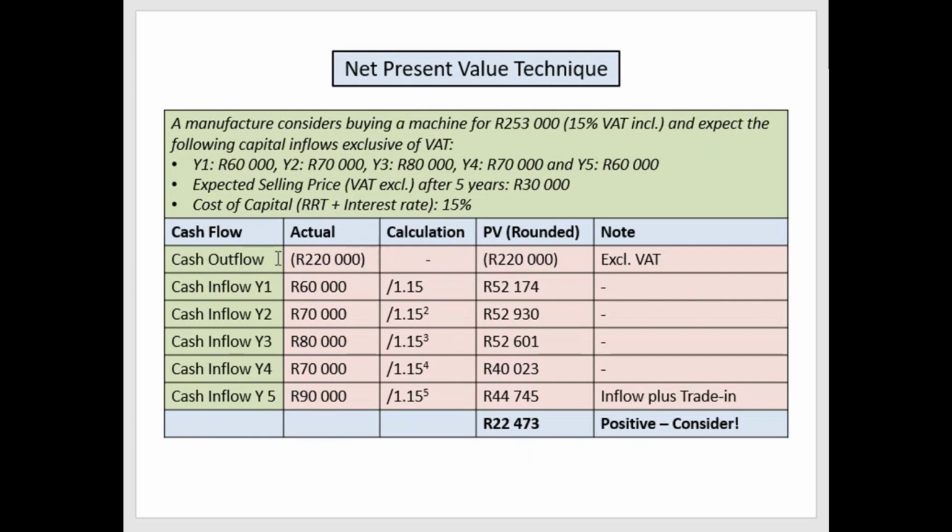Okay, so that's your cash outflow. It is now. So the present value is just the amount. It's nothing else. So initially I am spending 220,000. Then I expect an inflow of 60,000 at the end of year one. I'm expecting an income of 60,000.